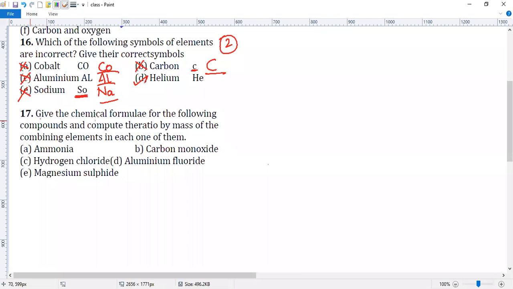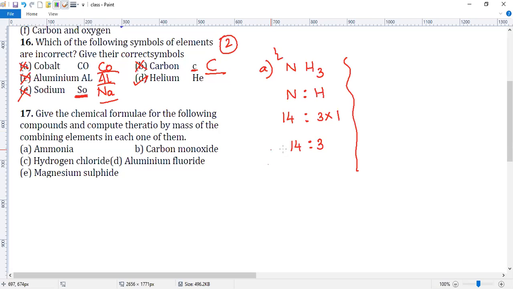See, 17th question, you have to give the chemical formula and also compute the ratio by mass. The first one is ammonia. Ammonia is NH3. So nitrogen is to hydrogen by mass. Nitrogen is only 1 in number, so 14 is 2. How many hydrogens are there? 3. And what is the mass of 1 hydrogen? 1 atomic mass unit. So what is the ratio that you will get? 14 is to 3. For writing the formula, it is half mark, and for finding the ratio, it is half mark. 1 mark for this A subdivision.